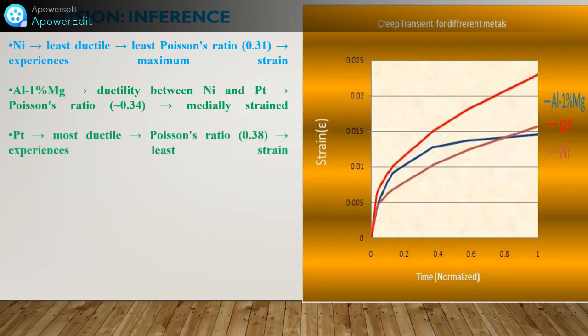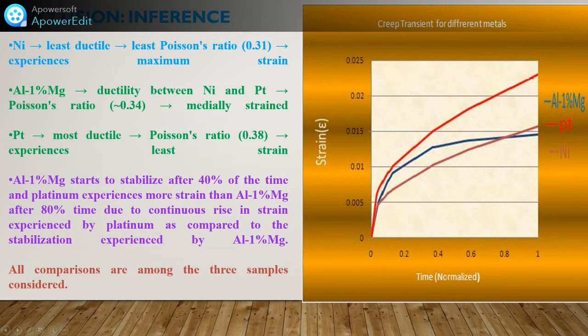Conclusions of this creep test for different materials: aluminum, magnesium, nickel, platinum. Last study: inference of 3 materials. 1. First conclusion: nickel, least ductile with least Poisson's ratio, experiences maximum strain.